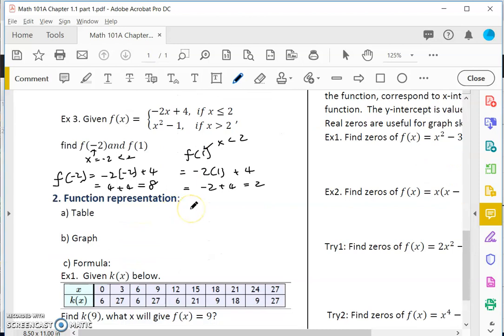So the next topic we're going to go over is how do I represent a function? We say a function has a rule, right? So what are the ways to represent this rule? The first way is to represent it like a table.